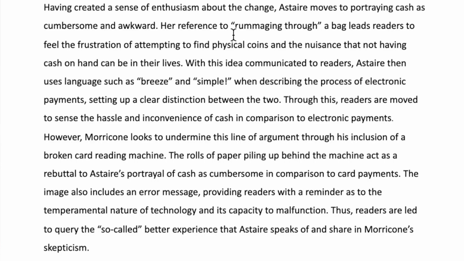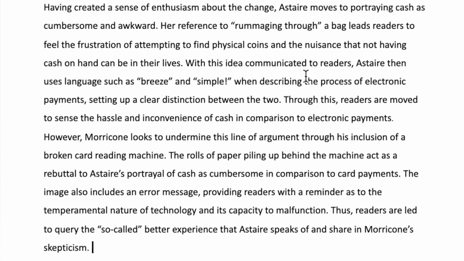Her reference to rummaging through a bag, okay, so that's bringing up the language and giving the evidence right from the start, leads readers to feel the frustration. So we've already got the impact of language, in the way in which it's already come up. So we've got that evidence and that impact straight away of attempting to find physical coins and the nuisance that not having cash on hand can be. With this idea communicated to readers. And this is something else that I've talked about in those other videos, where we talk about the reader being moved to another point, and the understanding of how arguments move readers to other feelings.